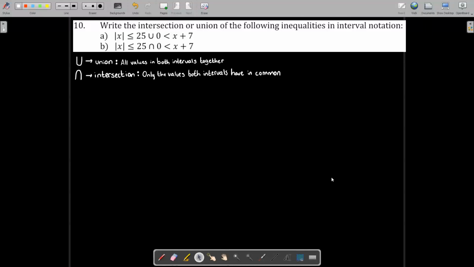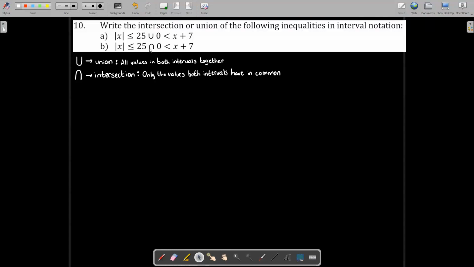Number 10, write the intersection or union of the following inequalities in interval notation. So the first thing that you got to know is what these symbols even mean. We've seen the U looking one before. That means union. So a union is whenever you take all of the values in both intervals together.